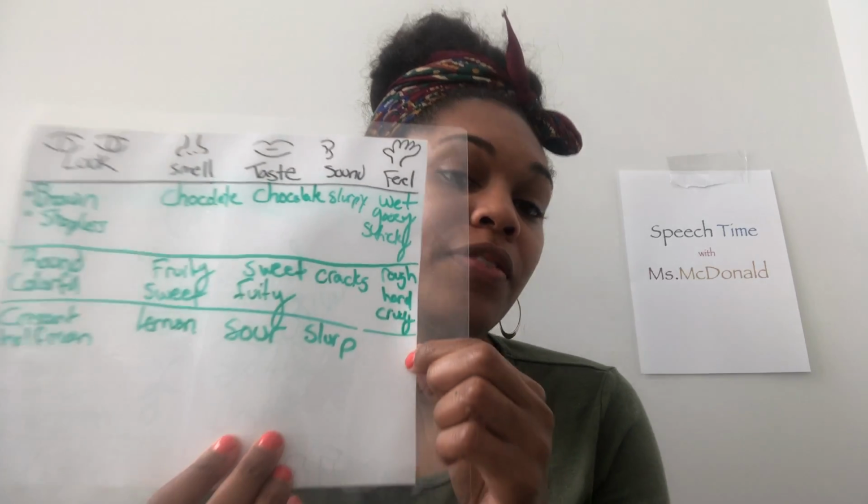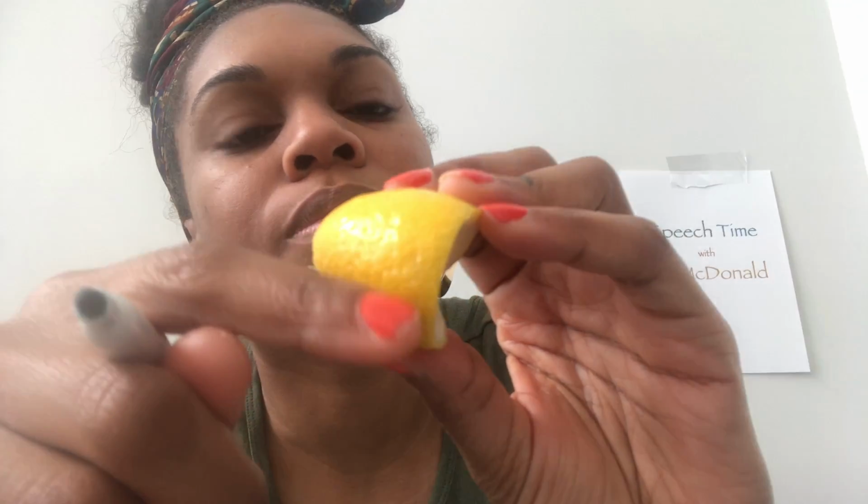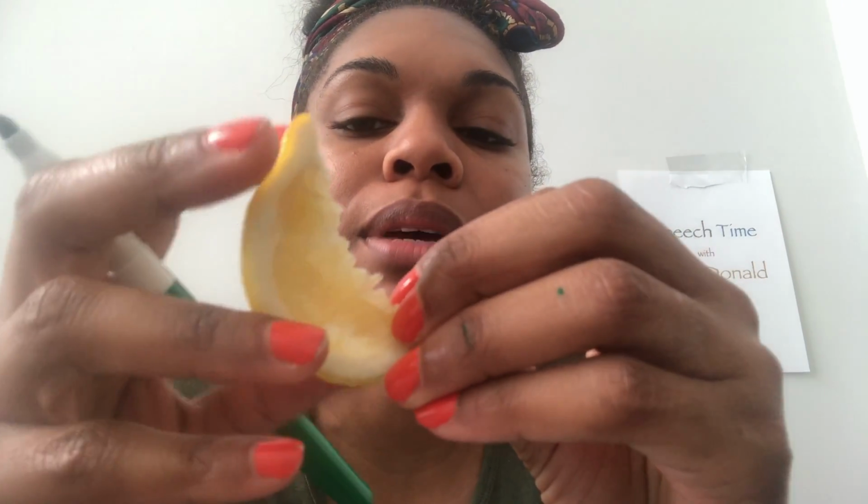How does a lemon feel? Let's think about it. I can touch the outside of a lemon, and it has small ridges on it, if you can see. And on the inside of the lemon, it's juicy and wet and soft. So let's write that down.